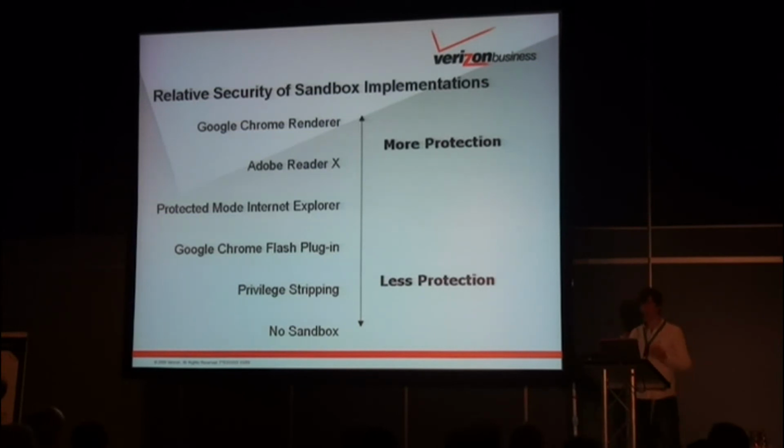At the top, we've got the Google Chrome renderer, which is the strongest sandbox using this methodology. That's followed by the Adobe Reader X sandbox, and then that's followed again by protected mode IE. Importantly, for the VUPEN exploit, the Google Chrome Flash plugin sandbox is even less restrictive than protected mode IE, which we've already said is the sandbox that gives you the least protection. And then below that again, we've got things like privilege stripping, so things like removing administrative access.